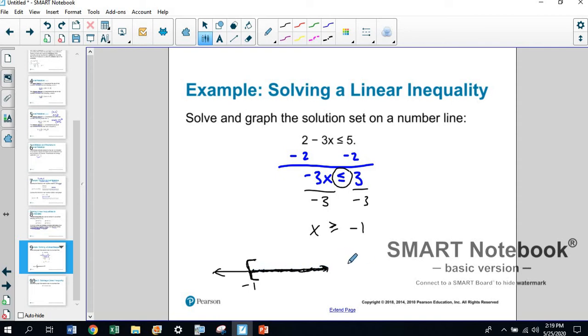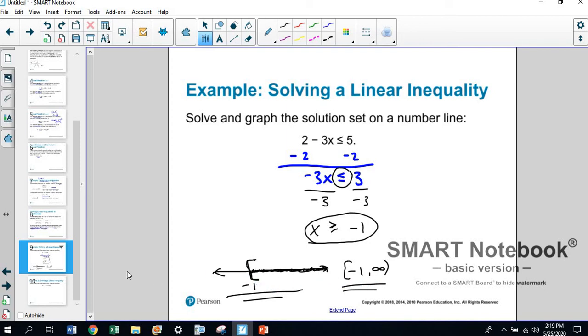Okay, using an interval, how do we write that? We write that negative 1 to infinity, never including infinity, but including the negative 1. Okay, so 3 ways to write your answer. Here's one way to write your answer. Here's a second way to write your answer. Here's a third way to write your answer, and you're going to be asked for all of those ways.